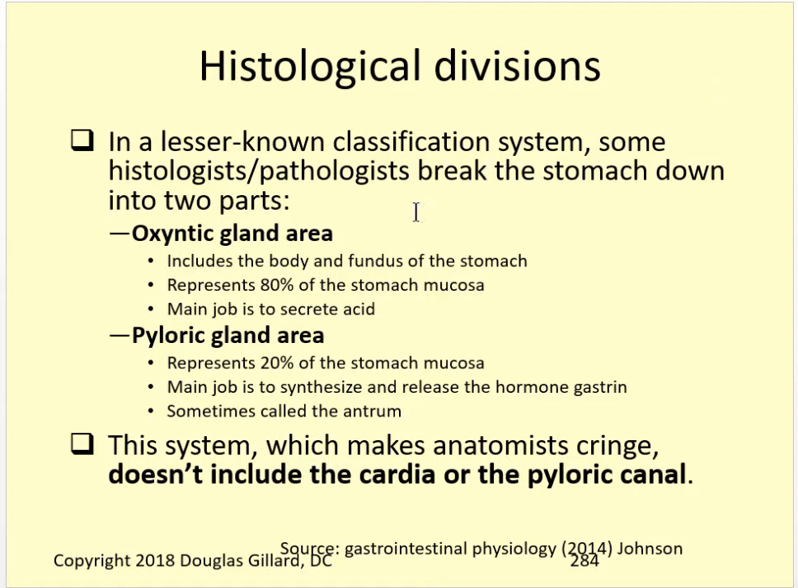Here's another classification system. I'm not going to test you on it, but if you ever get into this stuff, some histologists and pathologists break it down in only two regions: oxyntic gland area and the pyloric gland area. And that makes anatomists flip out.